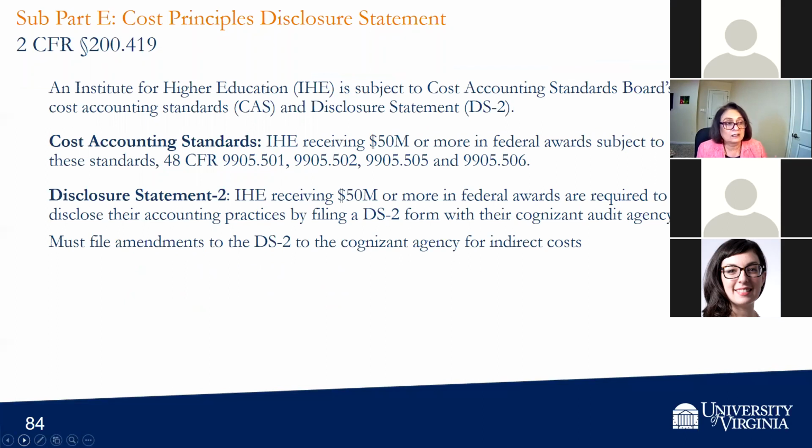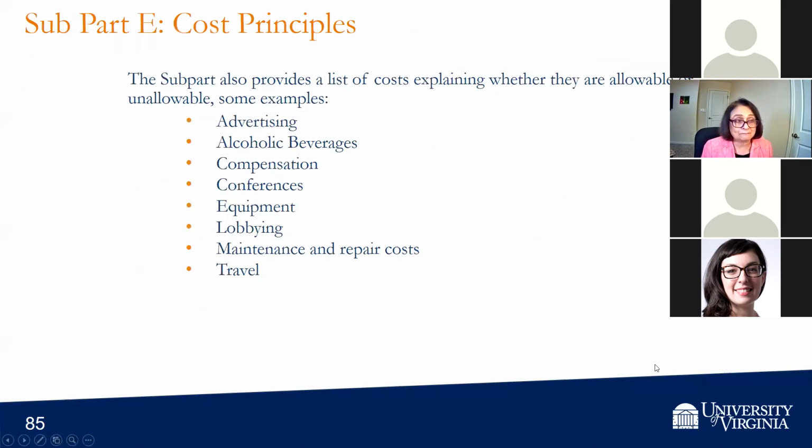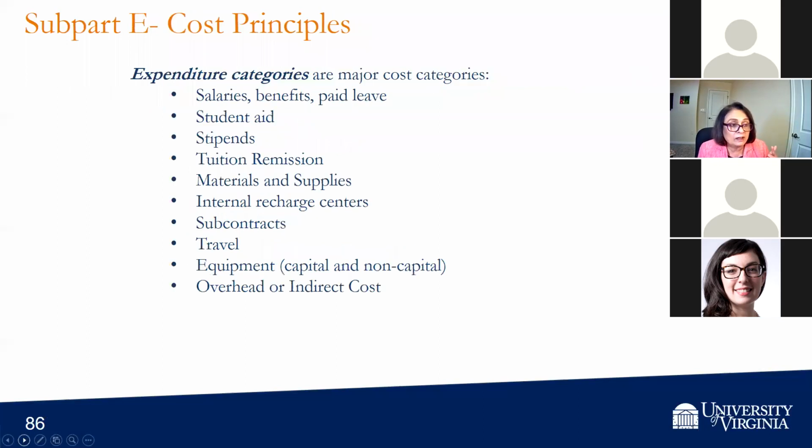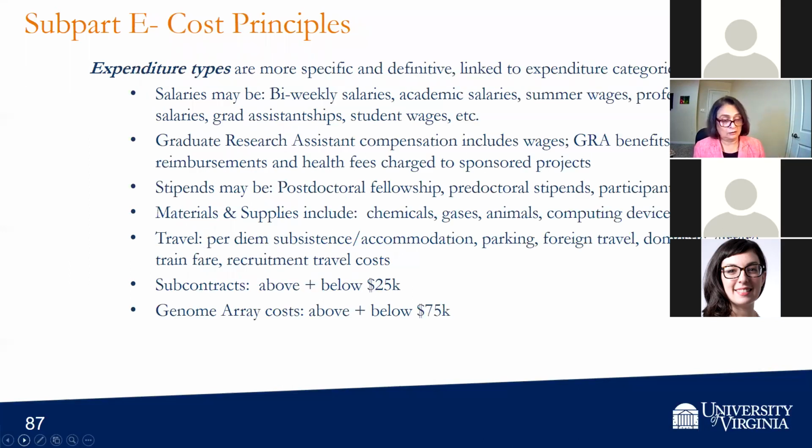Now, these are the cost accounting standards that we have to maintain, and we need a disclosure statement to be submitted to our federal cognizant agency, who is responsible for approving our indirect cost rates. The disclosure statement just says what our accounting principles are. In this section, you will see a whole lot of costs listed out, and against every cost, it is going to say whether they're allowable or unallowable.